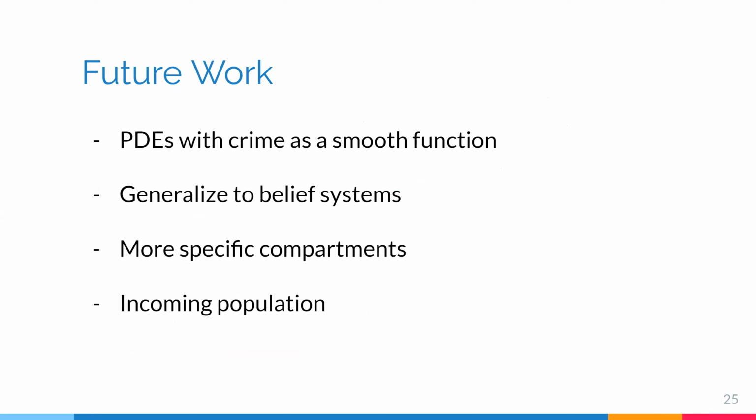Some avenues for future exploration include turning our piecewise crime rates into a smooth function and making our ODE equations into PDEs that depend on crime as well as time. Next, we can generalize our model to any population with differing belief systems that compete. Lastly, we could add complexity to our model by introducing new compartments, like an outside world compartment that would obviate the need to add incoming population manually.